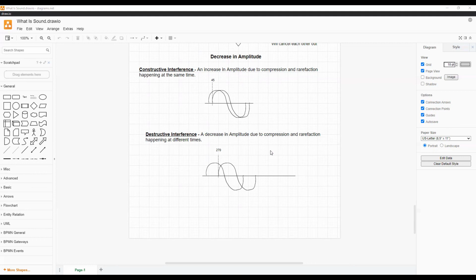Now for this example of destructive interference, which is a decrease in amplitude due to compression and rarefaction happening at different times, this wave starts at 0 degrees, and then this wave starts at 270 degrees. So they will have destructive interference or a decrease in amplitude because the compression and rarefaction are happening at different times.